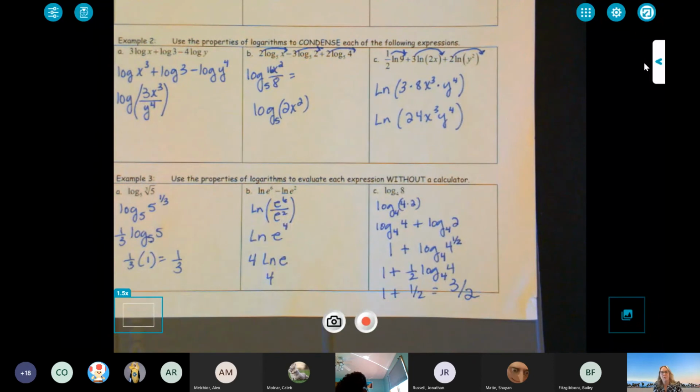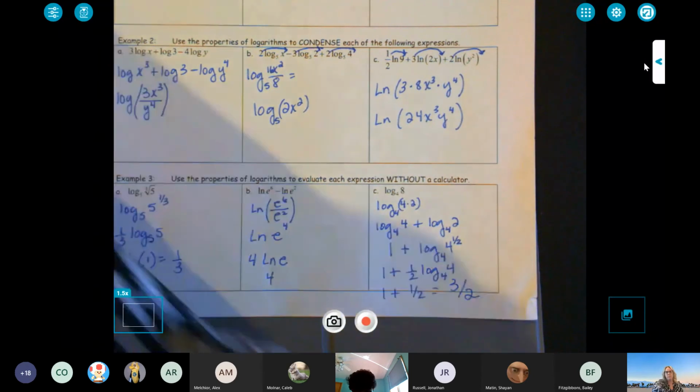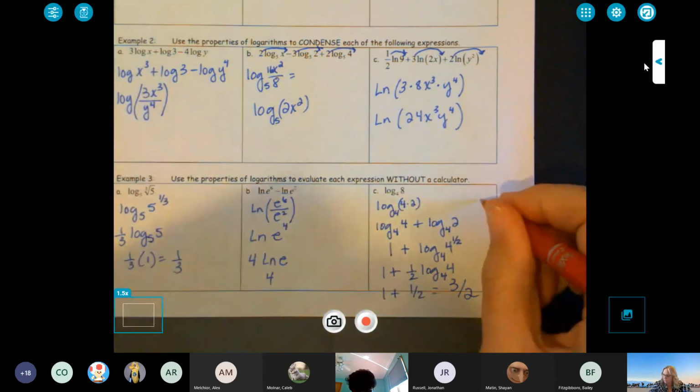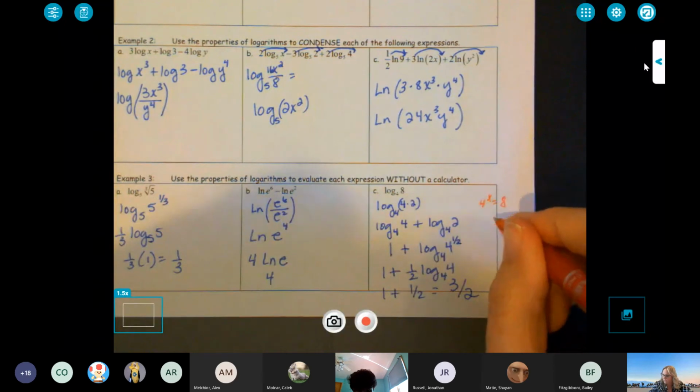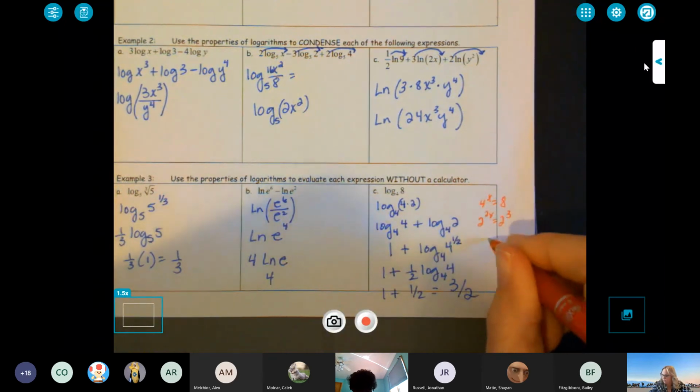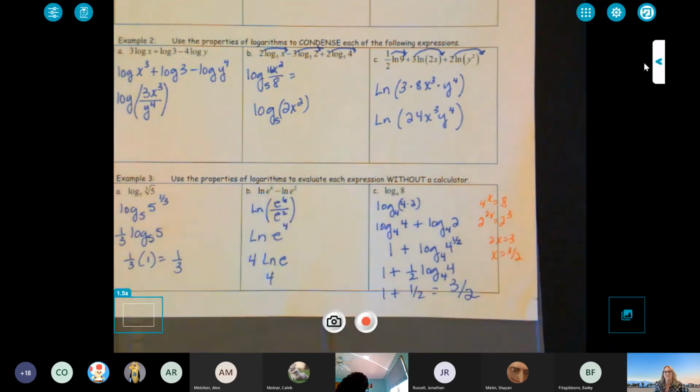Now, I'm not sure that I would do the problem that way. I would probably do it the way that we did it before. And I would say 4 to the what power equals 8. Well, that's 2 to the second, and that's 2 to the third. So 2x must be equal to 3, x must be equal to 3/2. That's the way we did it before. It doesn't matter which way you do it.